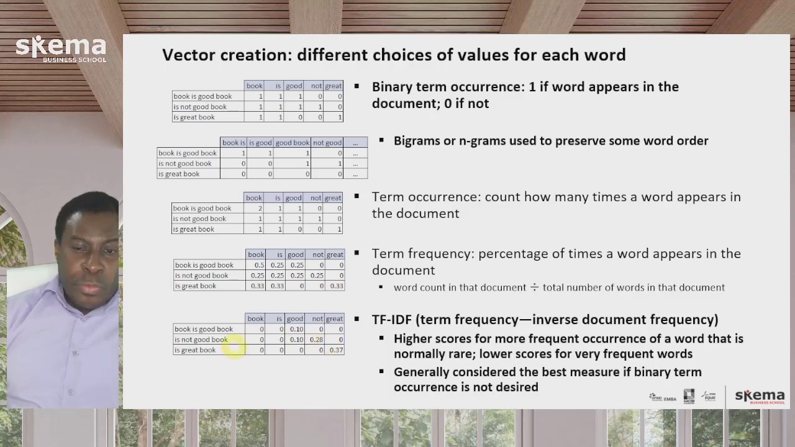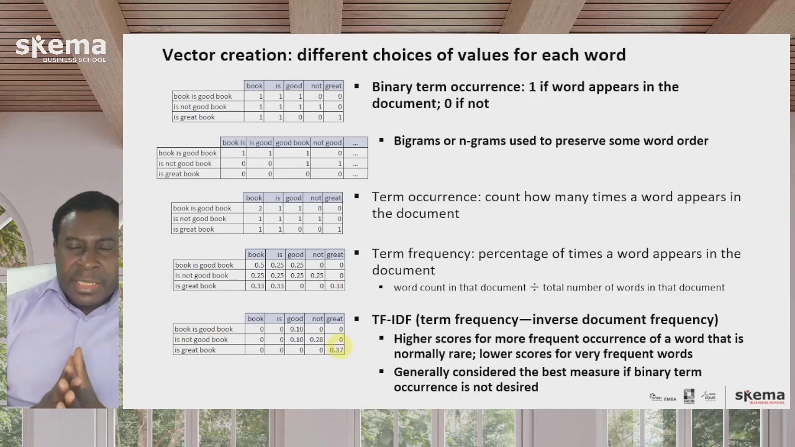So higher scores are for occurrences of a word that is normally rare, and lower scores for very frequent words. So using the TF-IDF formula for this small corpus, book occurs in every single document, and so it has a score of 0. The word is occurs all the time, has a score of 0. And a word that doesn't occur at all has 0. The word good doesn't occur in every document, so it has a score of 0.1. The word not occurs in only one document, so it has a higher score, 0.28. And great also occurs in only one document, and the document it occurs in happens to be shorter than the one with 4 words, and so it has a greater weight. So TF-IDF tries to balance these things.